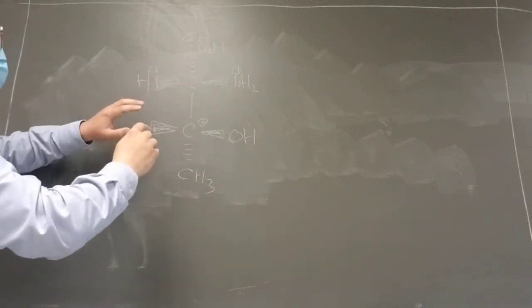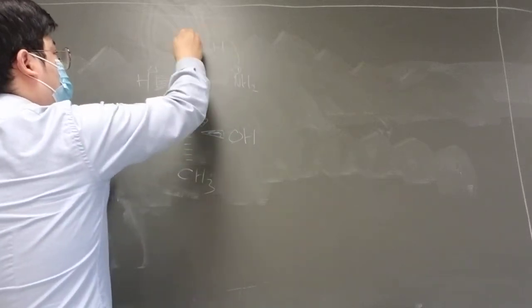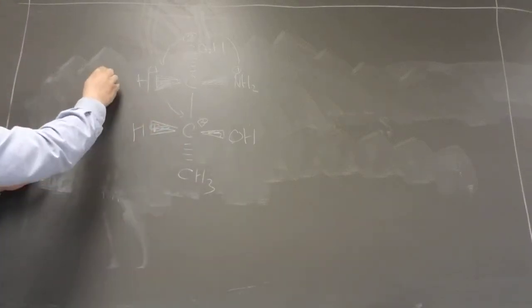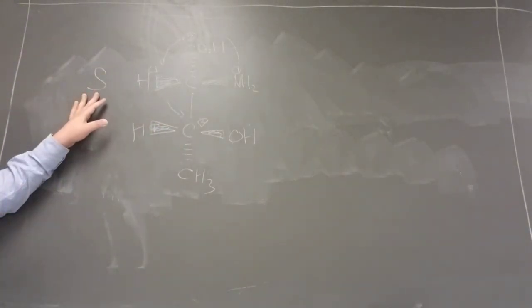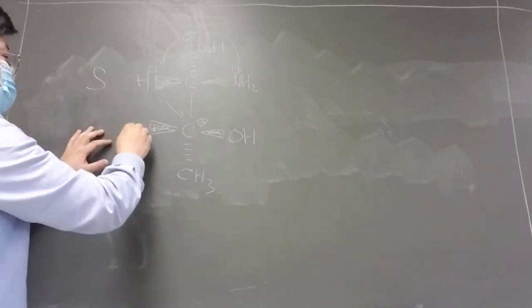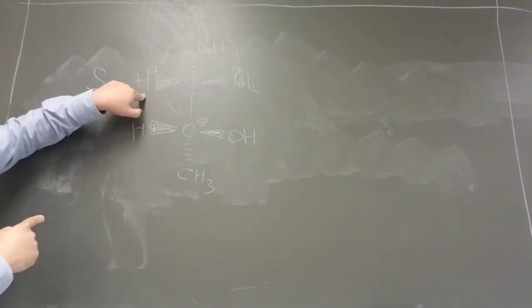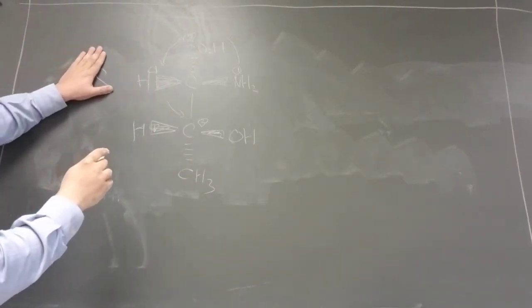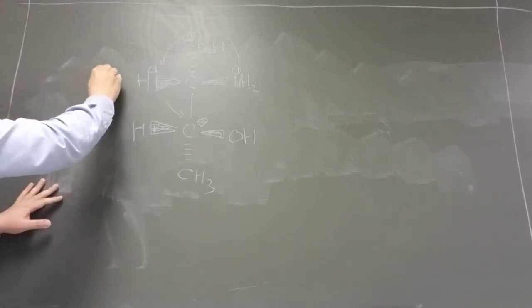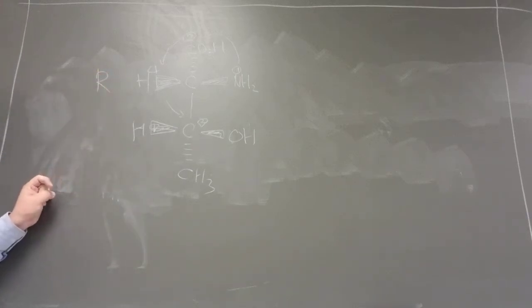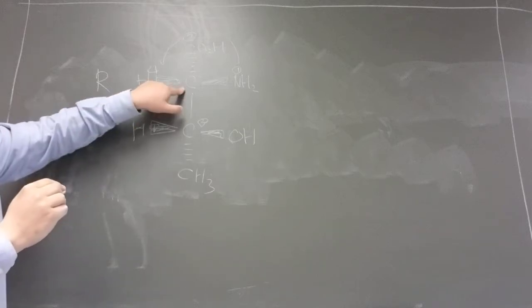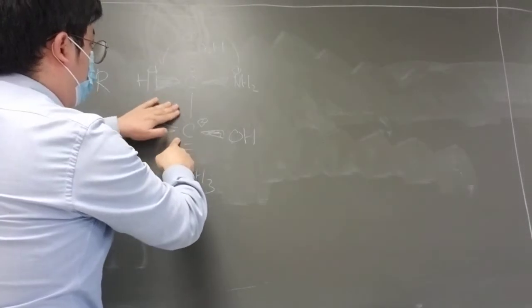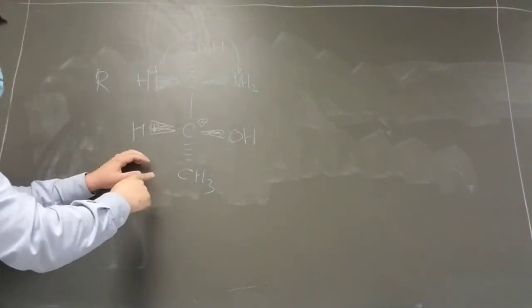So this will be going which way? Counterclockwise, right? So in this case, it's going to be S. But as you can see, this number 4 is going forward, right? Okay. So like I mentioned before, if that is the case, change this one to R over here. So this is the R configuration.